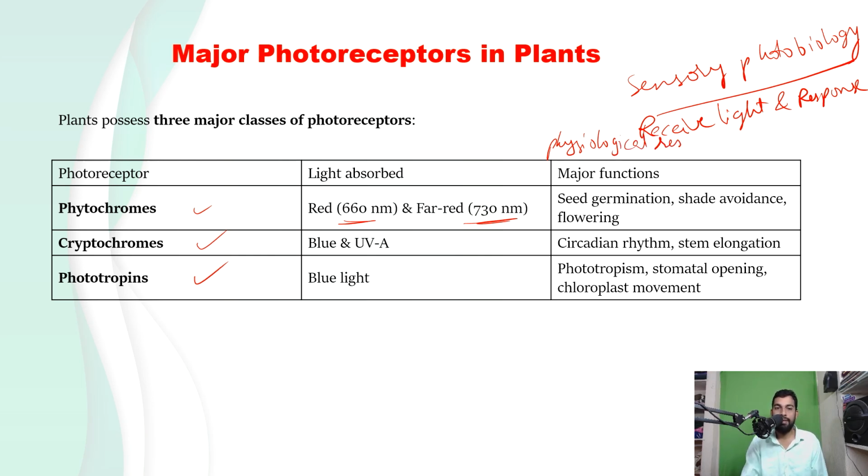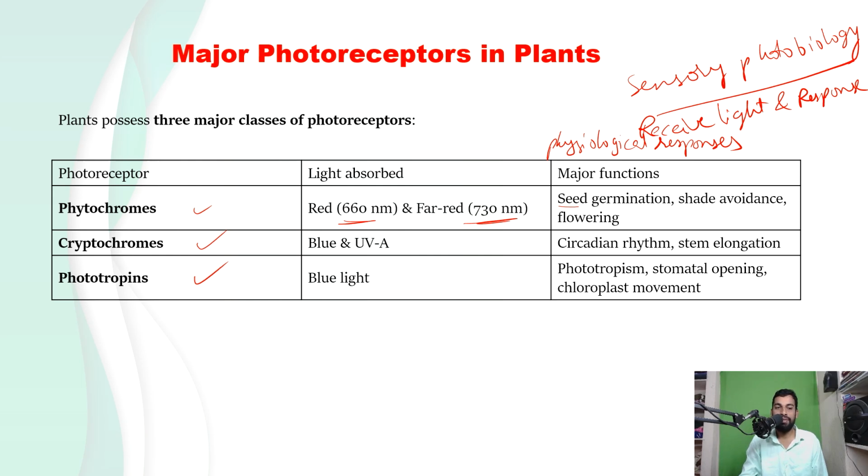Plants possess three major classes of photoreceptors. What are they? Phytochromes, cryptochromes, phototropins. I told you earlier, they absorb different wavelengths of light. Phytochromes absorb 660 nanometers, that is called red light. The other one is 730 nanometers, that is called far red light.